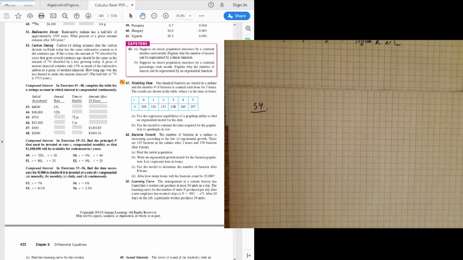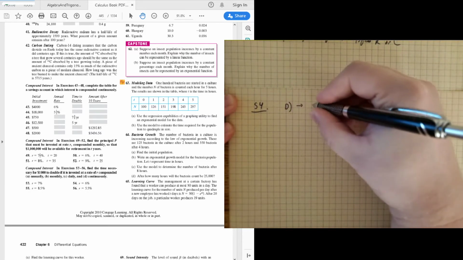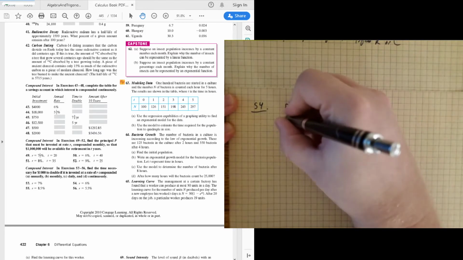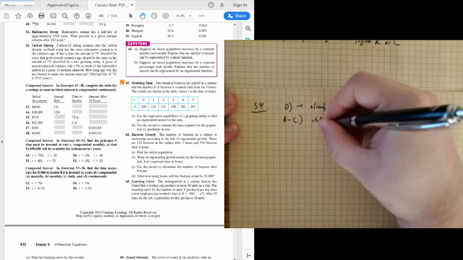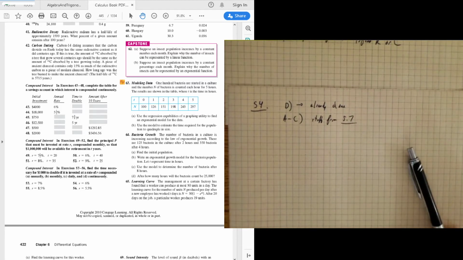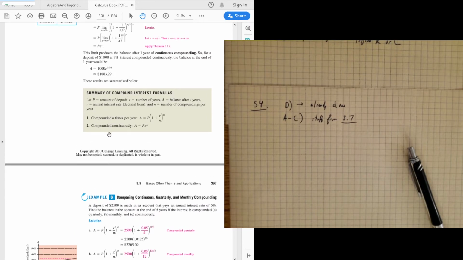The big part about 54 is that they have not just mentioned compounded annually, monthly, daily, and continuous. So part D is like we've already done. However, parts A through C are stuff from 5.7. So just a second, I'm going to go back and grab that formula because we're going to need it for this section. Apologies, it was not 5.7, it was back here in section 5.5.